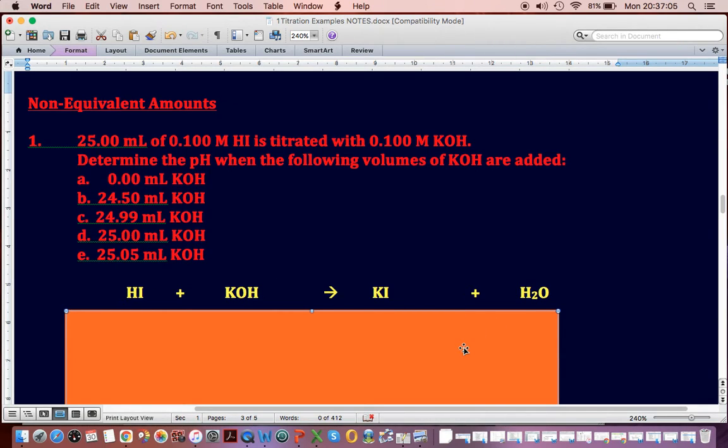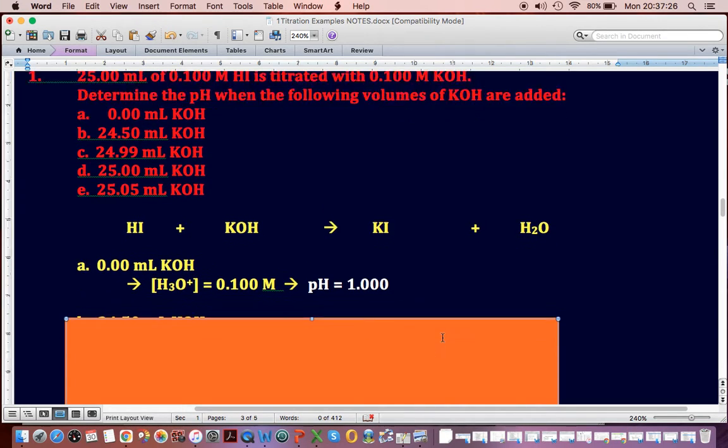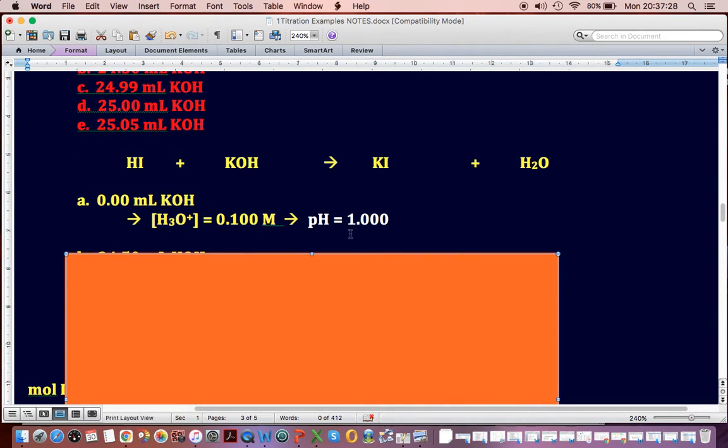So here is our equation. And we know when we've added no KOH, all we have is the HI. We're told it's 0.100 M. It is a strong acid, so its pH is 1.000. Notice we had 3 sig figs here, and the numbers that trail the decimal point are significant digits. Number in front is the power of 10.